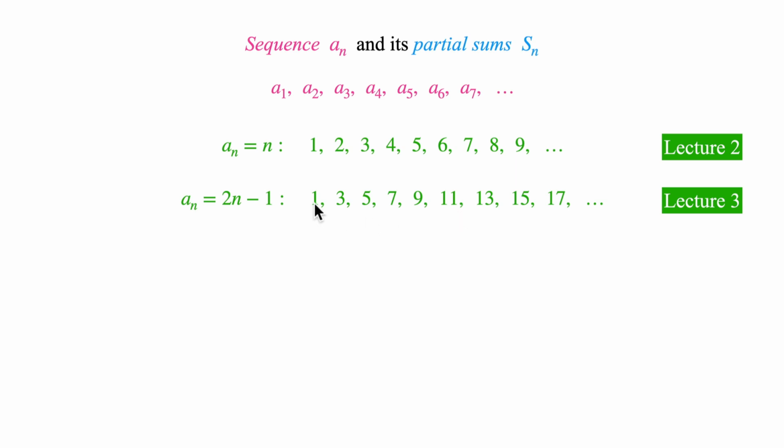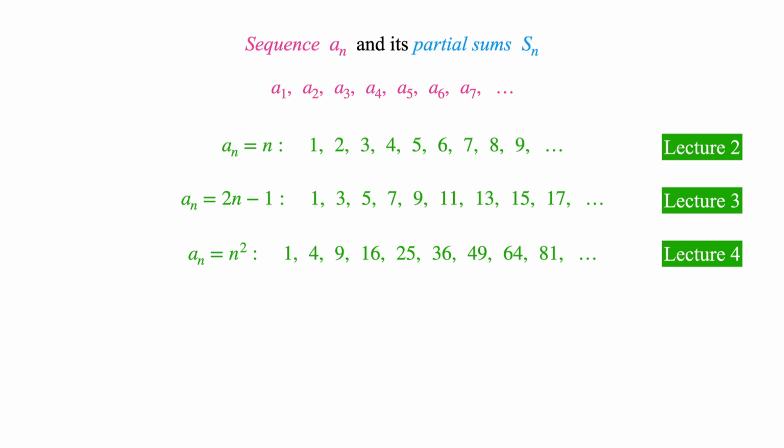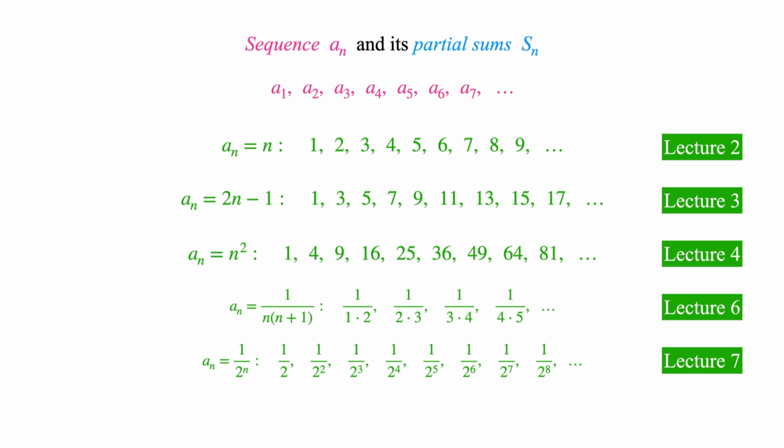Starting with 1. Then in next lectures, we will have sequences defined in the following way. Here in lecture 4, we will have an is equal to n squared. So it will be 1, 4, 9, and so on and so on. All the squares of natural numbers, starting with 1. Then another sequence, another sequence. So all these are examples of sequences.